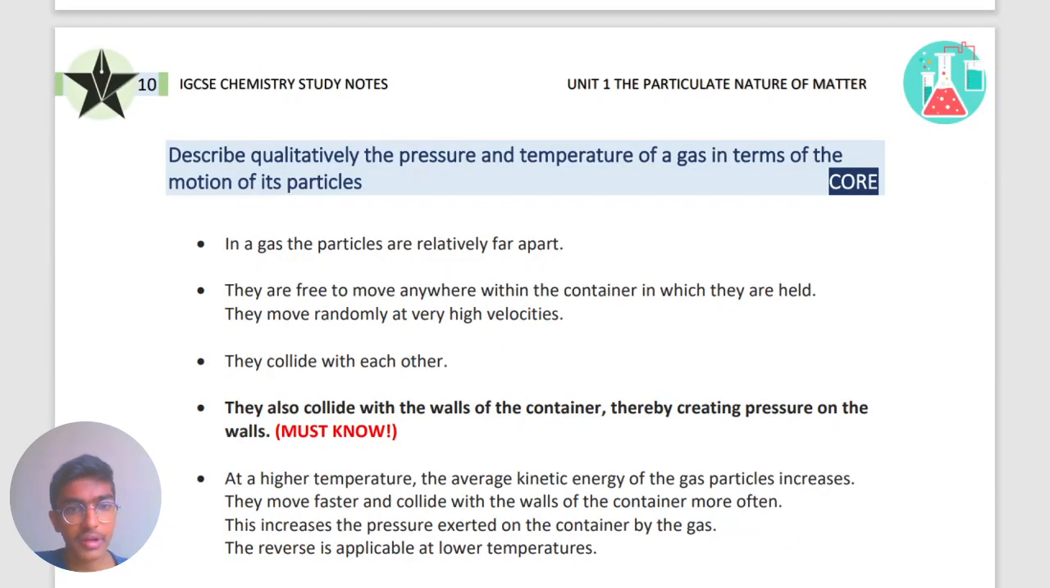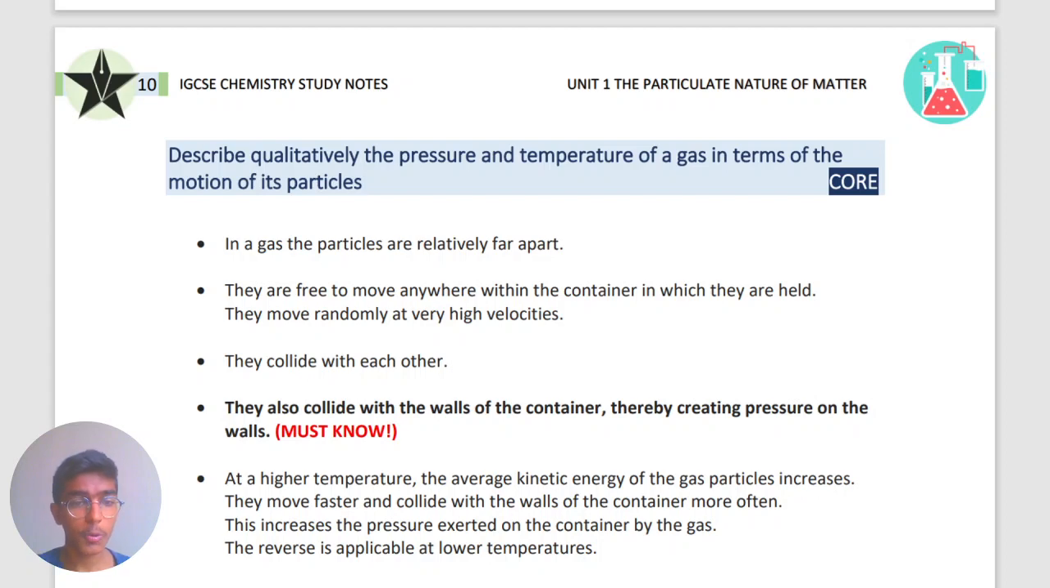So right here it says, describe the qualitative pressure and temperature of a gas in terms of motion of its particles. In a gas, the particles are relatively far apart, and we've discussed this in the previous tables. They are free to move anywhere within the container in which they are held. They move randomly at very high velocities. Also, it's telling us they collide with each other. You also need to know that they collide with the walls of the container, thereby creating pressure on the walls.